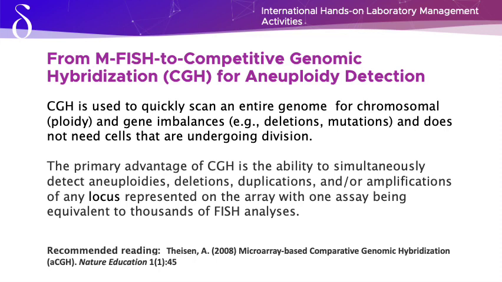And the primary advantage of competitive genomic hybridization is the ability to simultaneously detect aneuploidies, deletions, duplications, and or amplifications at any locus represented in the array, with one assay being equivalent to thousands of fish analyses. And I have a recommended reading that's going to be in your list that you might want to look at to talk about the methodology as it developed of competitive genomic hybridization.